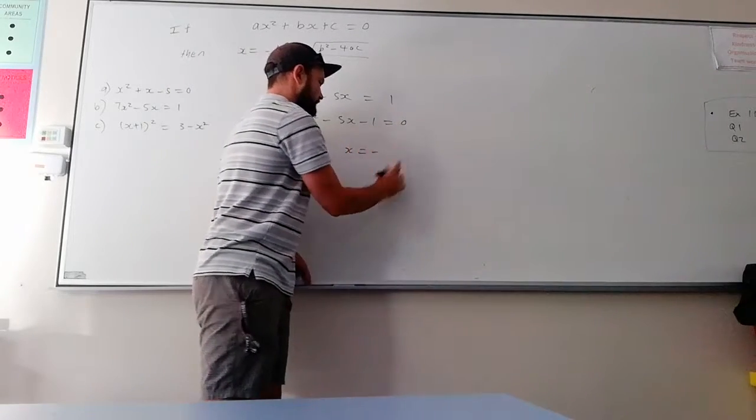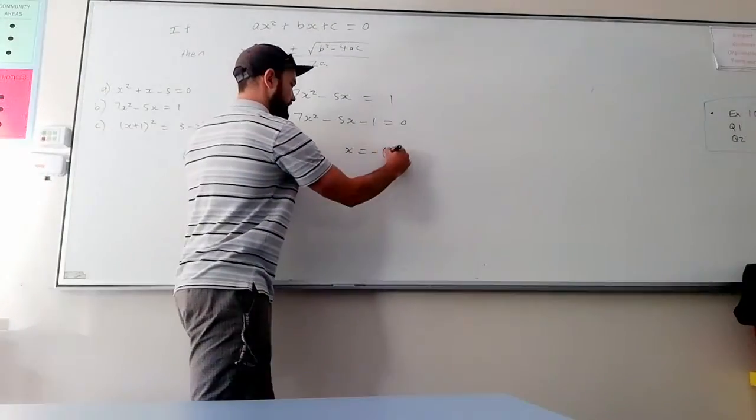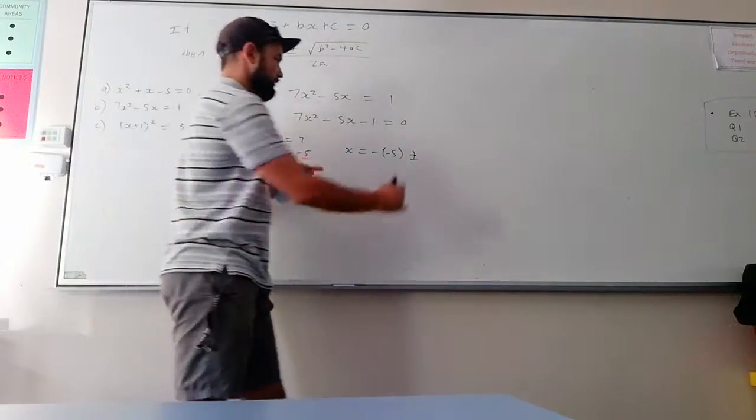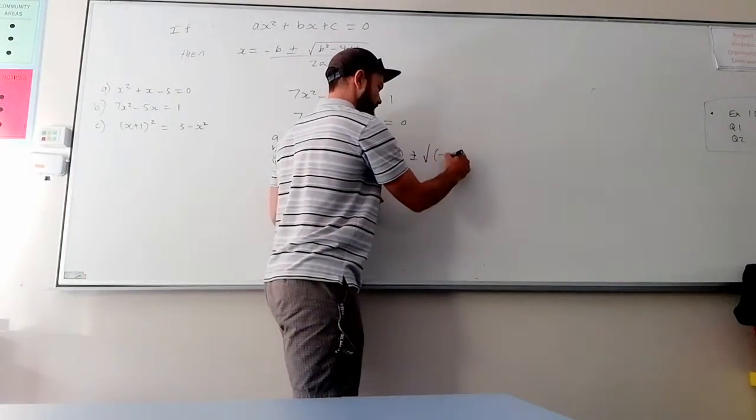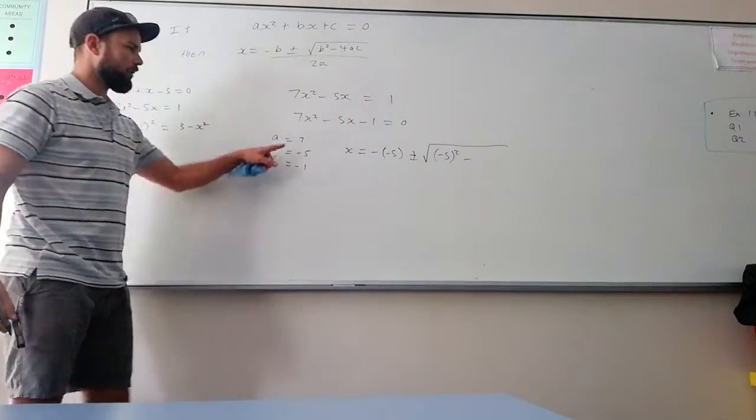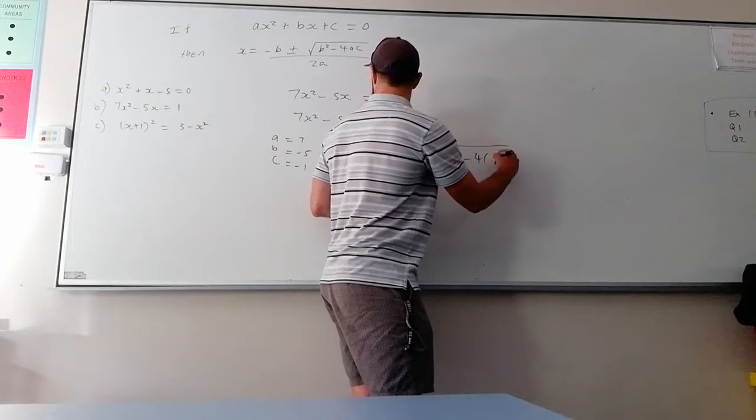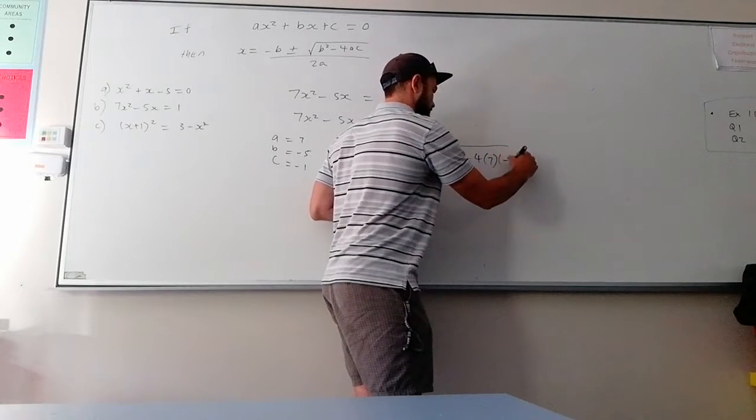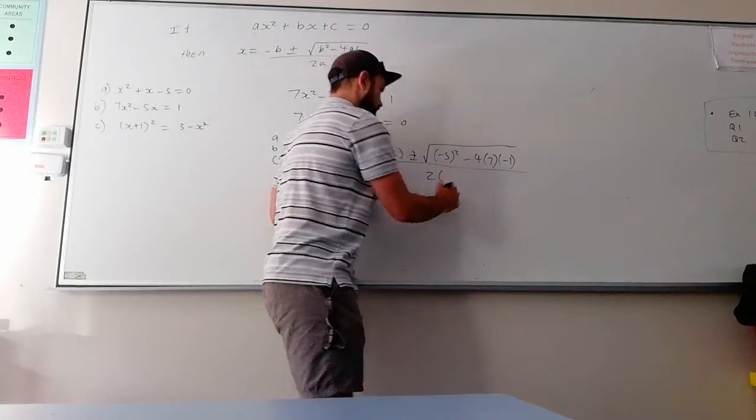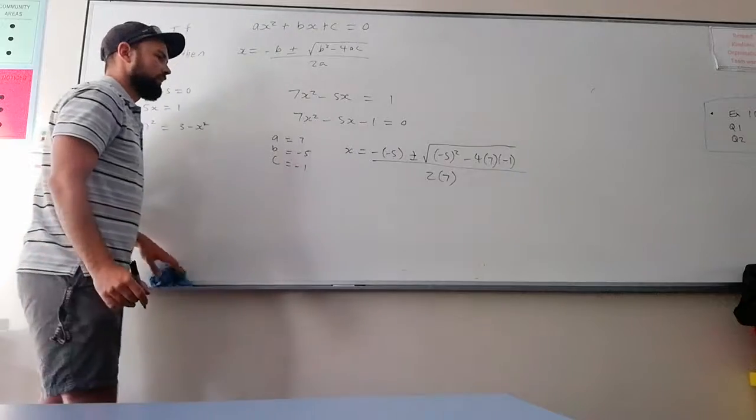Okay, and then we're just plugging it into the formula again. So we have minus b. It's going to be minus, minus 5, plus or minus the square root of b squared, so minus 5 squared, take away 4 lots of a times c. So 4 times 7 times minus 1. And that's all on top of 2 lots of a, so 2 lots of 7. Let's crunch this.